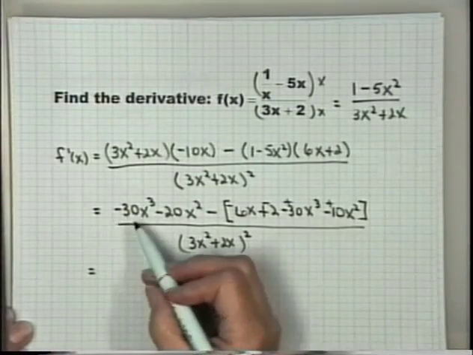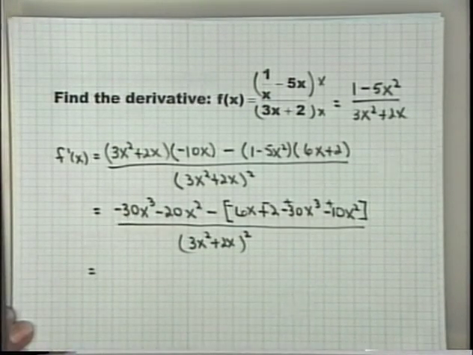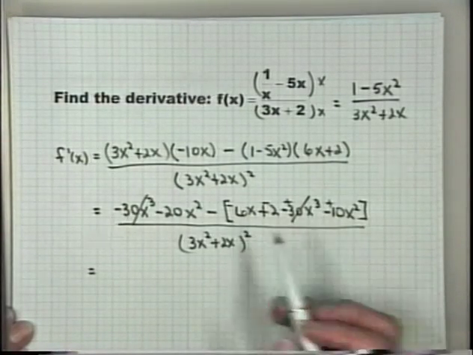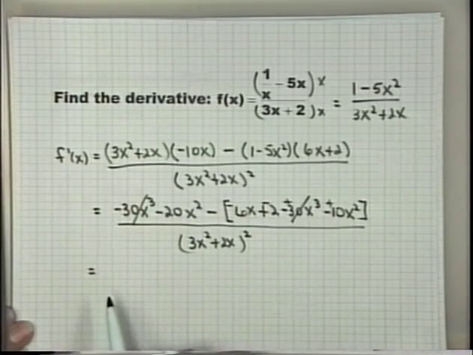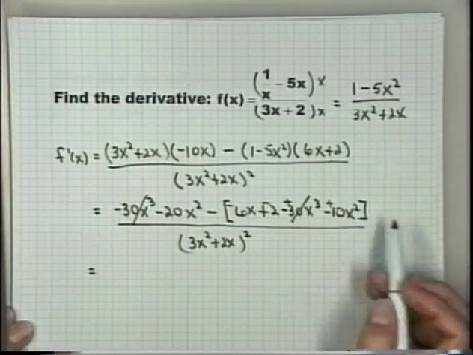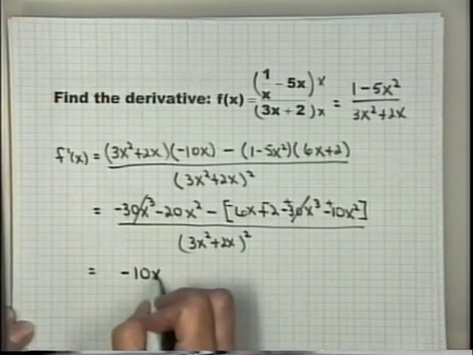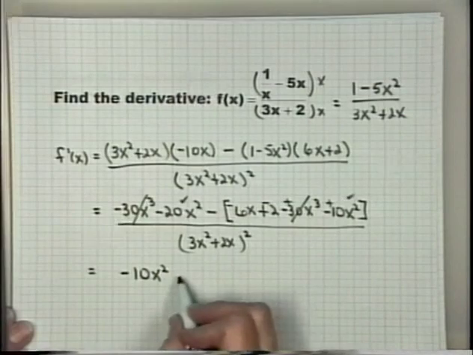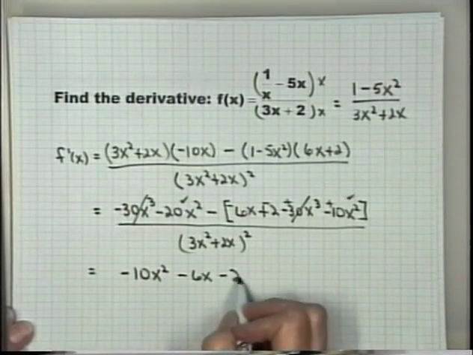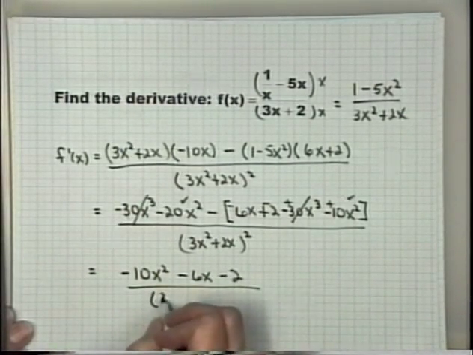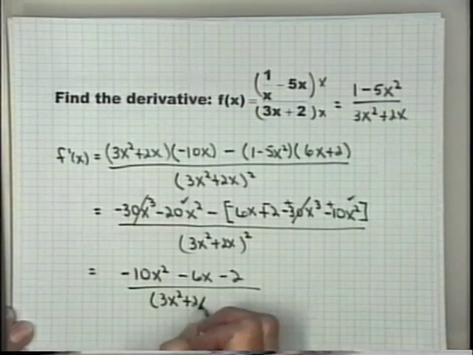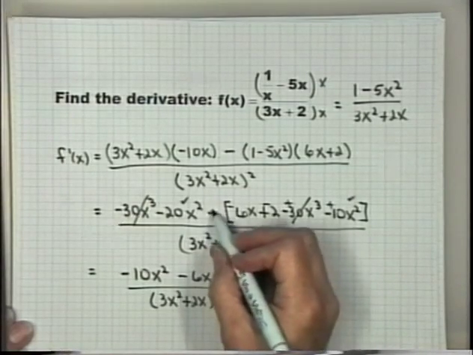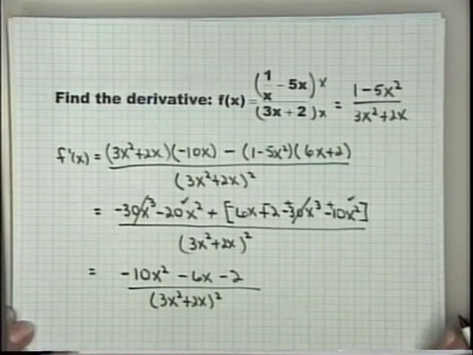Do you see that? So I have a negative 30x cubed here, and a positive 30x cubed here is going to drop out. Negative 20x squared and plus 10x squared gives me negative 10x squared. That takes care of that term and that term. And finally, I have the minus 6x minus 2, all divided by 3x squared plus 2x quantity squared. Okay? I distributed that negative there and changed those signs.